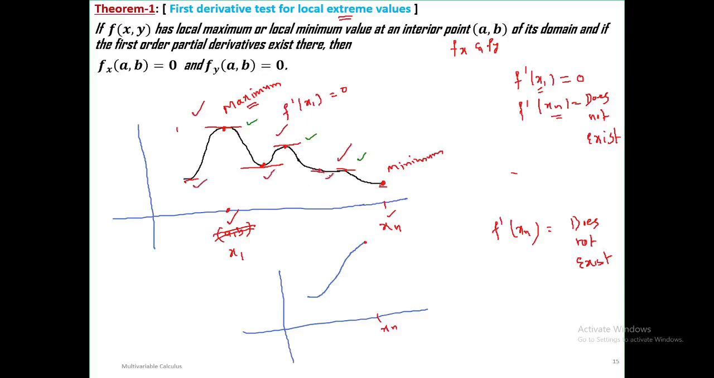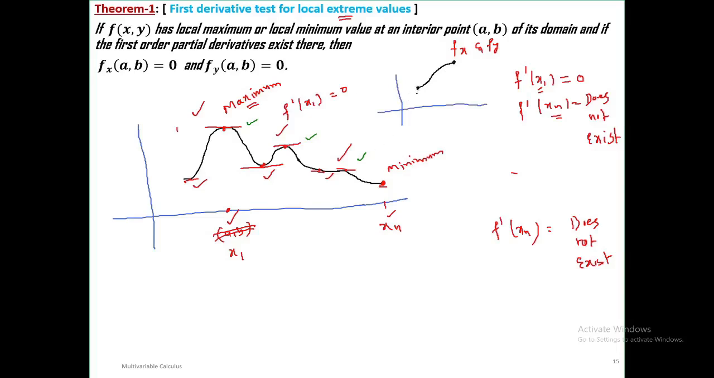Global means what? Global means overall. Overall I can say this statement, so now let me write that statement. Let me write the graph here, the same kind of graph. Maxima occurs at this point, but at this point the derivative does not exist. Minima occurs at this point, but at this point the derivative does not exist.